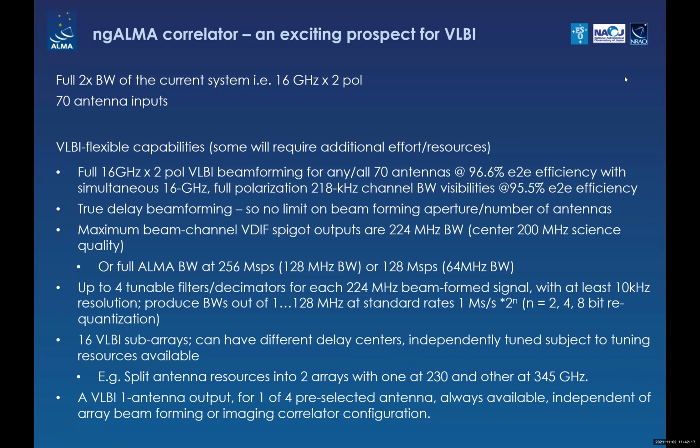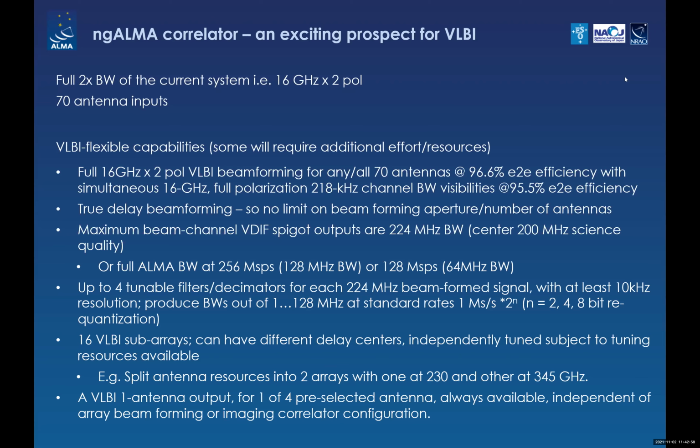There will be up to 16 VLBI subarrays possible, with different delay centers, each of which can be independently tuned, subject to the various LO resources available. Thinking about that, here's an example of what you might be able to do. Split the antenna resources into 2 different subarrays. Look at one frequency with one array and look at a different frequency with another array. You get the reduced sensitivity of splitting the collecting area, but you're able to do effectively simultaneous frequency observing.